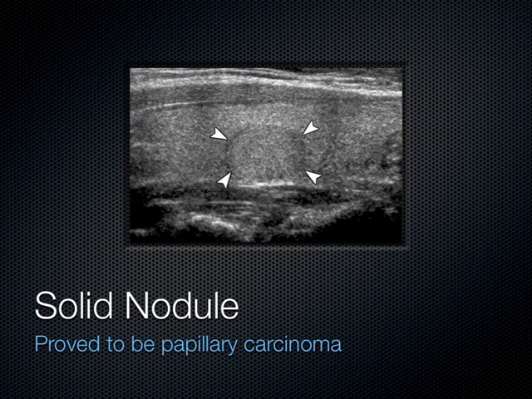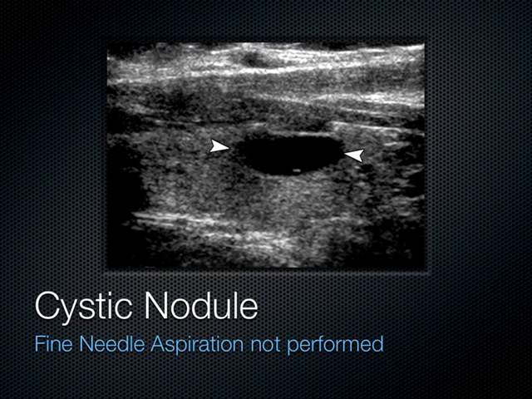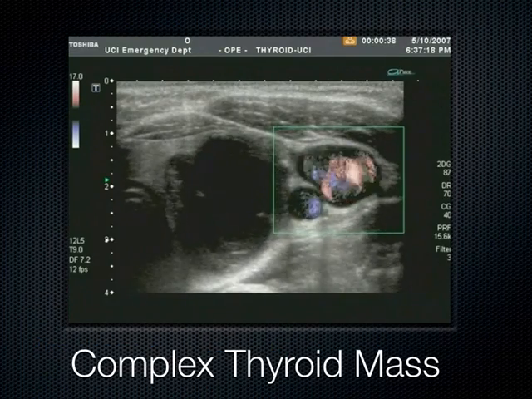Here's just a solid thyroid nodule. This turned out to be papillary carcinoma. And this is an example here of a cystic nodule. And under fine needle aspiration, this turned out to be a benign lesion. You can see it's just a very simple, very cystic looking nodule with no internal components to it whatsoever.